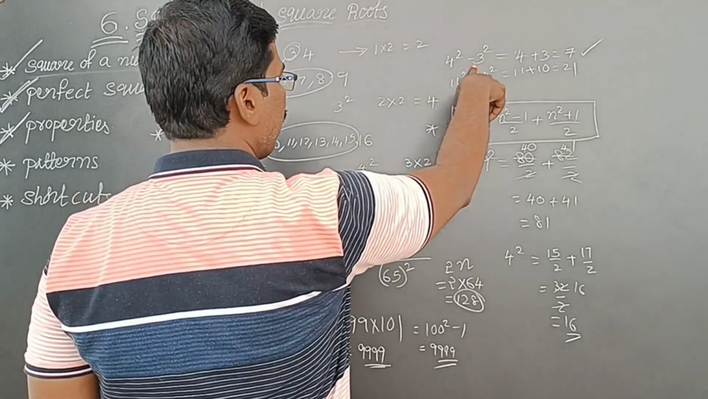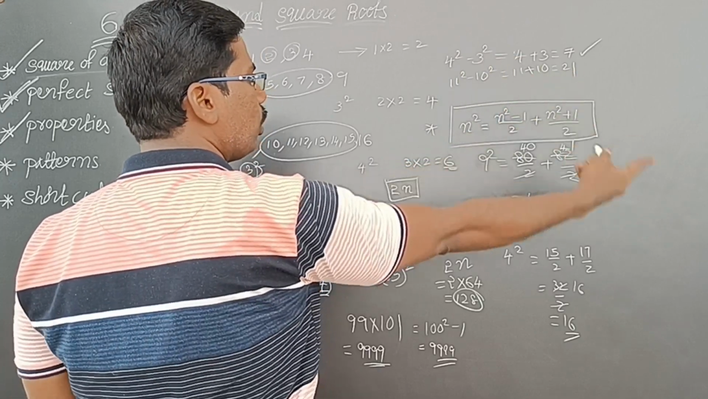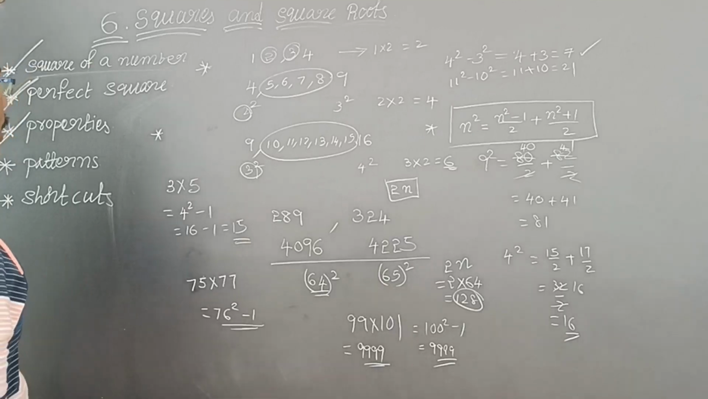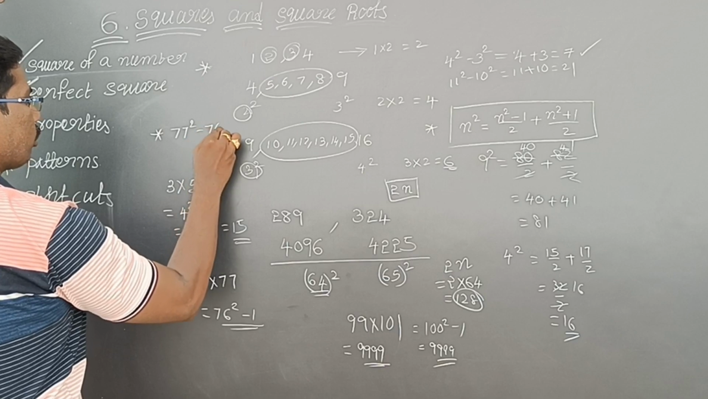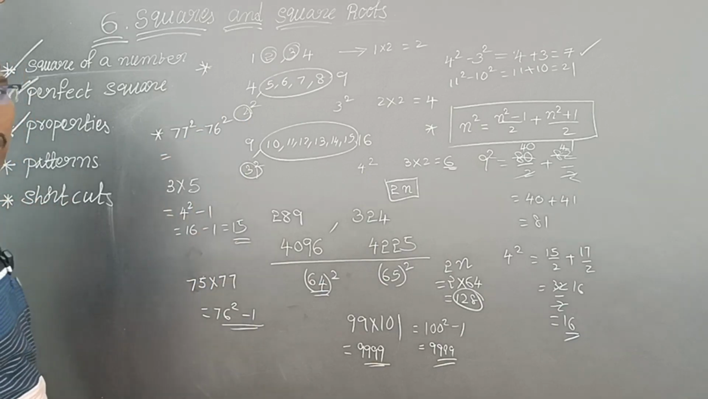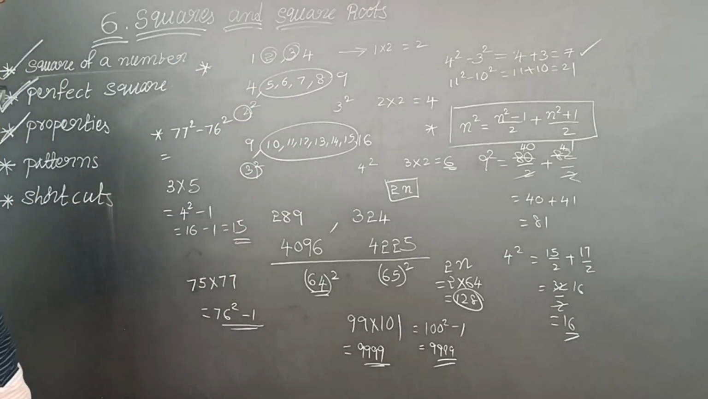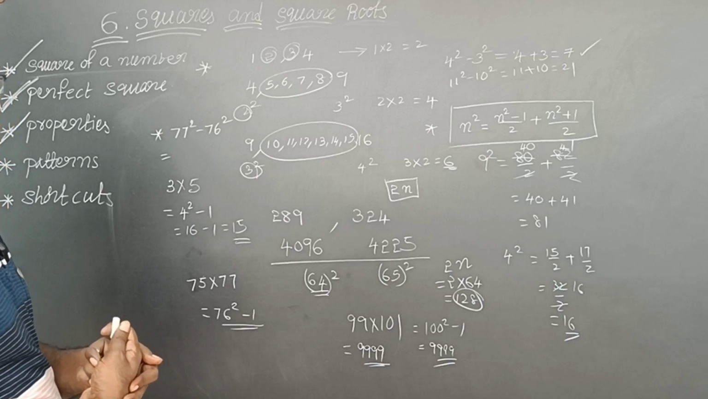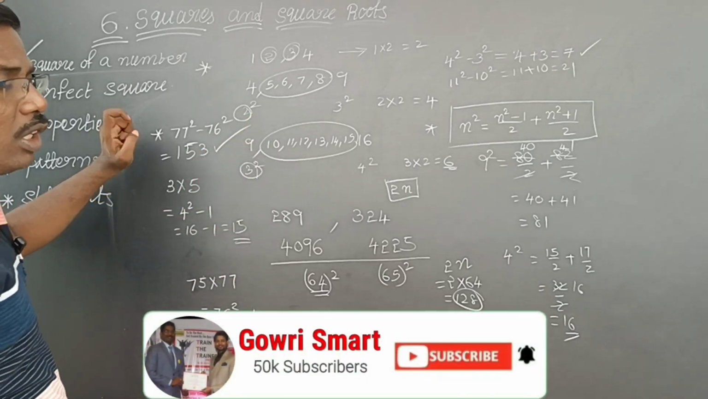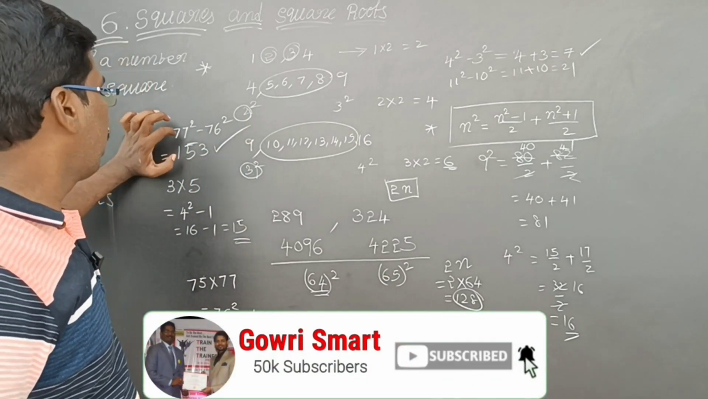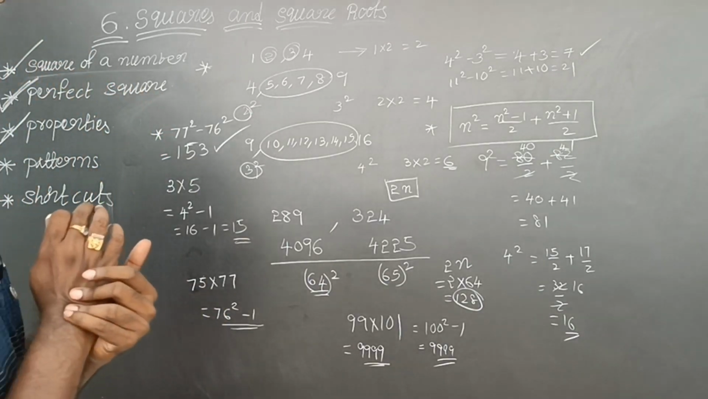See here, 16 minus 9 is 7. 121 minus 100 is 21. If they give a very big number, see here, two consecutive numbers: 77 square minus 76 square. I don't know the squares of 77 and 76, but I know the property: the sum of the two given numbers. 77 plus 76 is 153. So 153 is the right answer. So without writing squares and without subtracting, we are writing the answer.